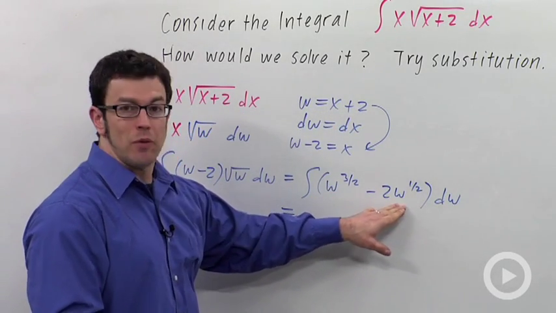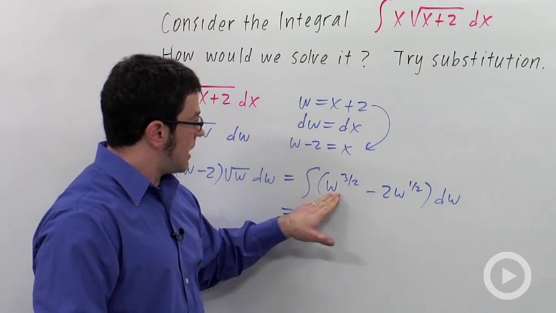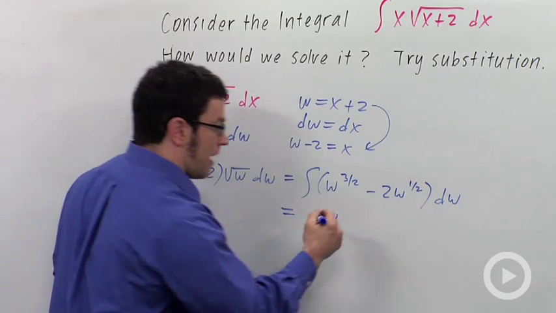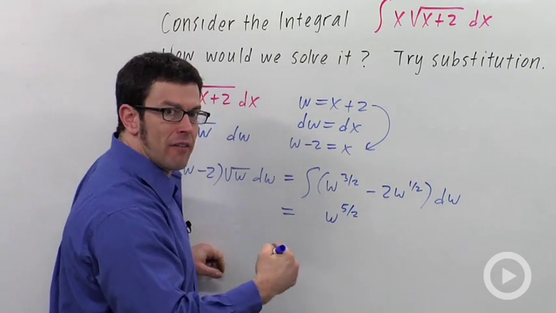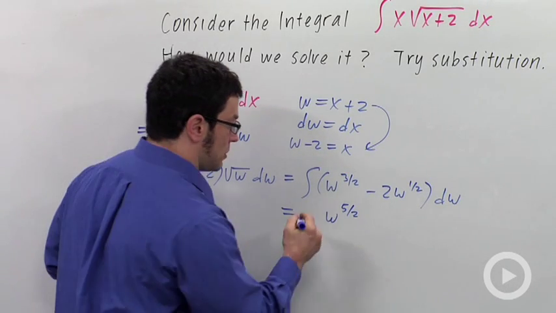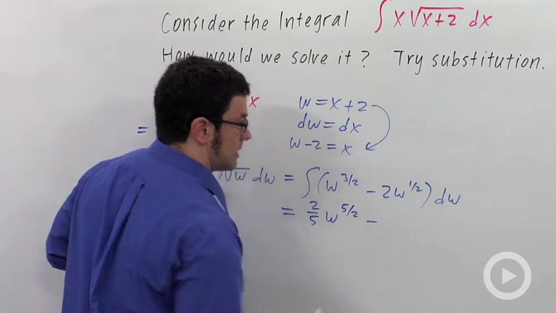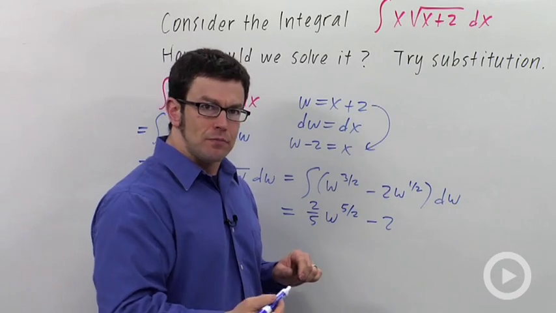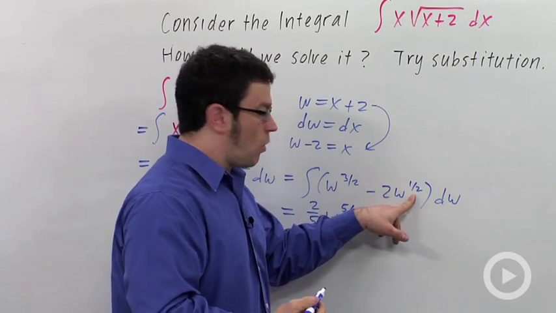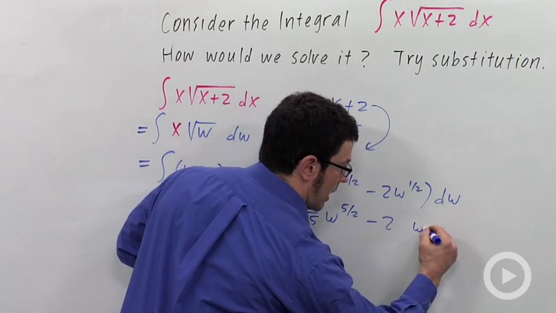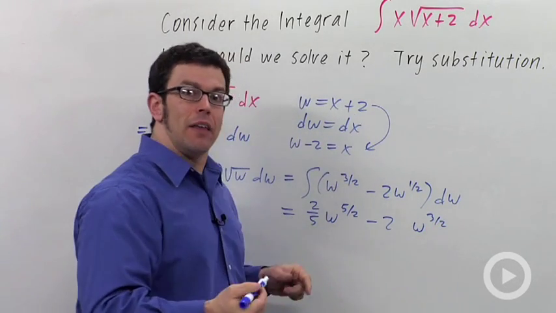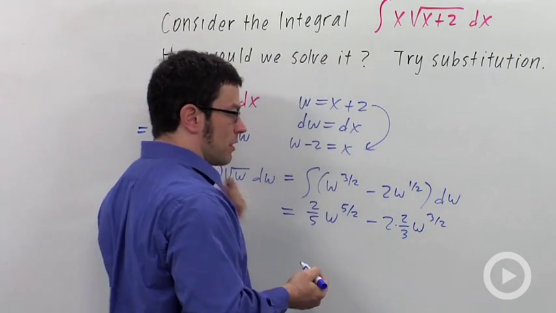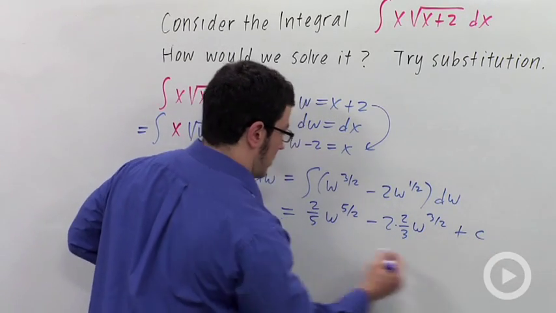Now, because these are powers of w, I can use the power rule for antiderivatives, and this becomes w to the, I add 1 to the exponent, so 3/2 plus 1 is 5/2. And I divide by 5/2, which is the same as multiplying by the reciprocal, 2/5. Minus, and I have a 2 here. The antiderivative for w to the 1/2 is going to be w to the 3/2, because I add 1 to the exponent. And I divide by 3/2, which is the same as multiplying by 2/3. 2 times 2/3. And so my final answer, I should throw a plus c in here.